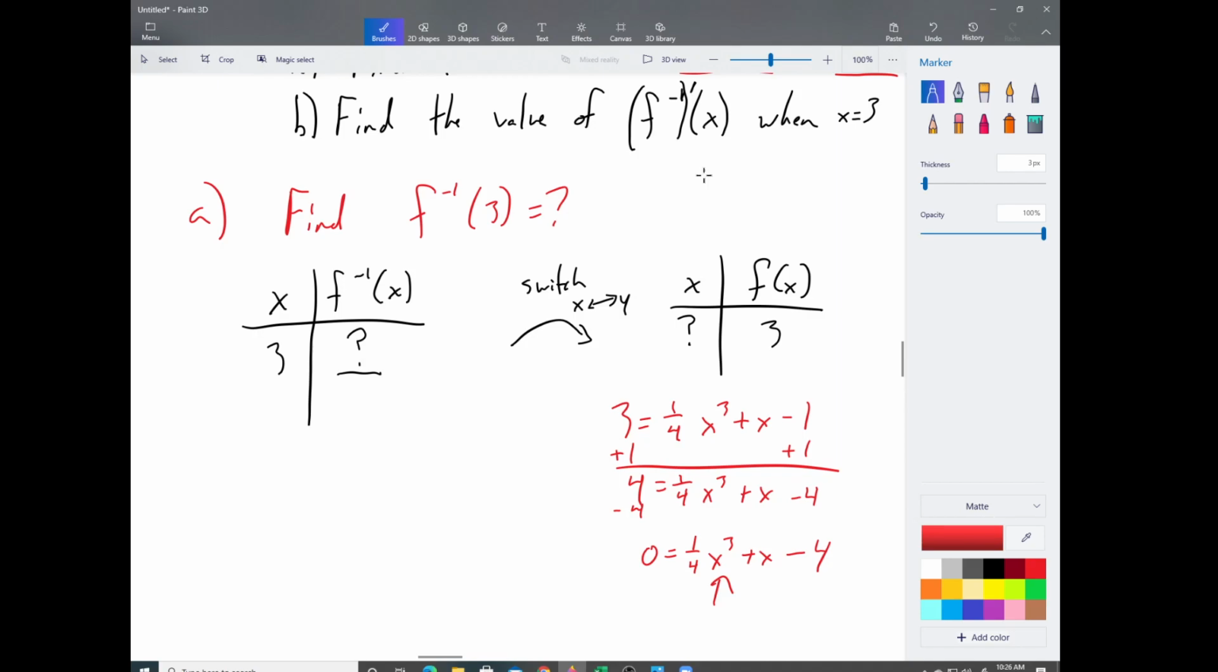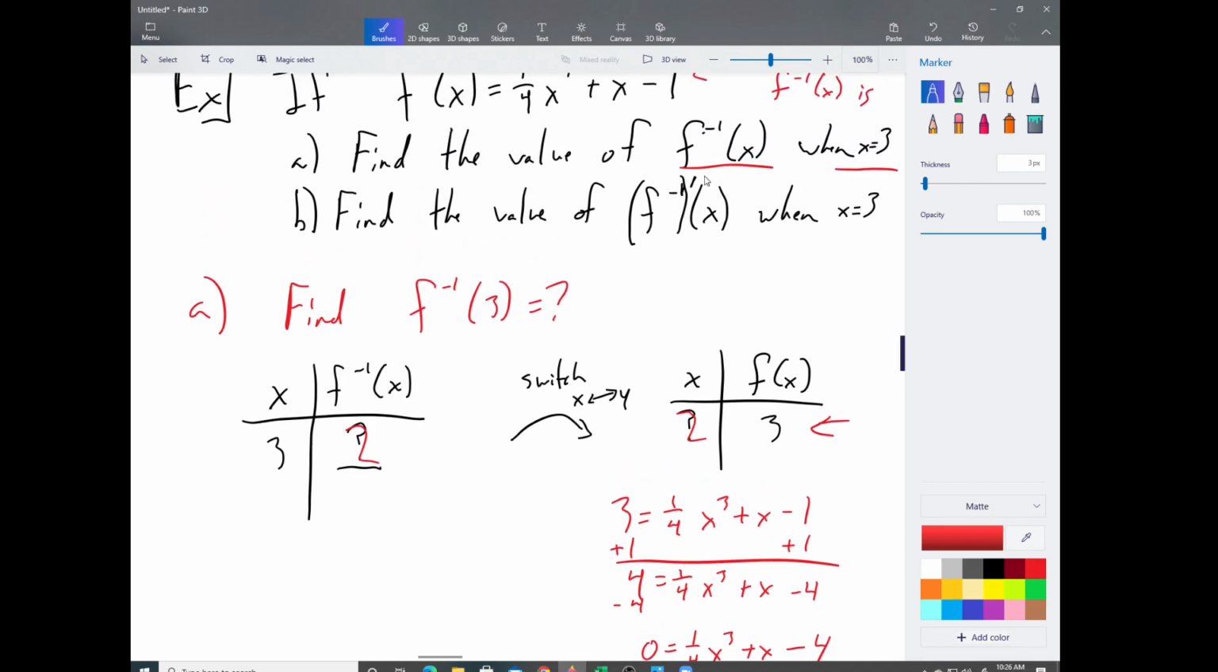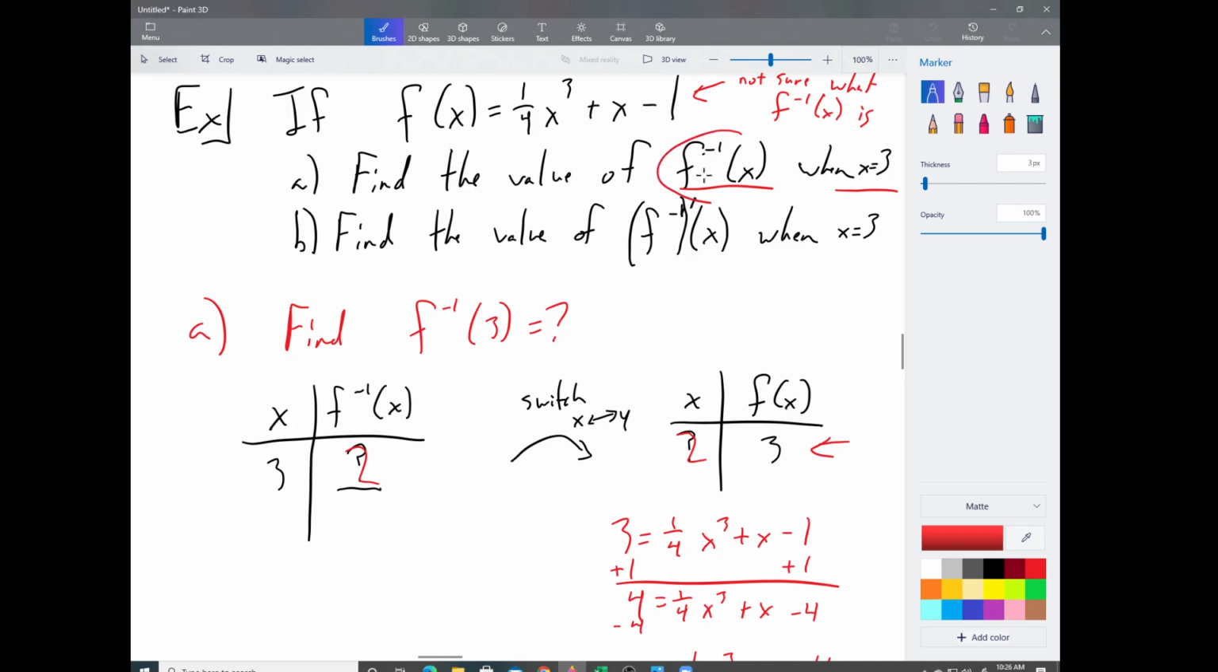And I say, I do know something about the graph, and the graph tells me that this should be a 2. Which means this is a 2. So the value of my inverse when x equals 3 is 2. Using the original function and its graph, it helps me to find what the y value would be for the inverse.